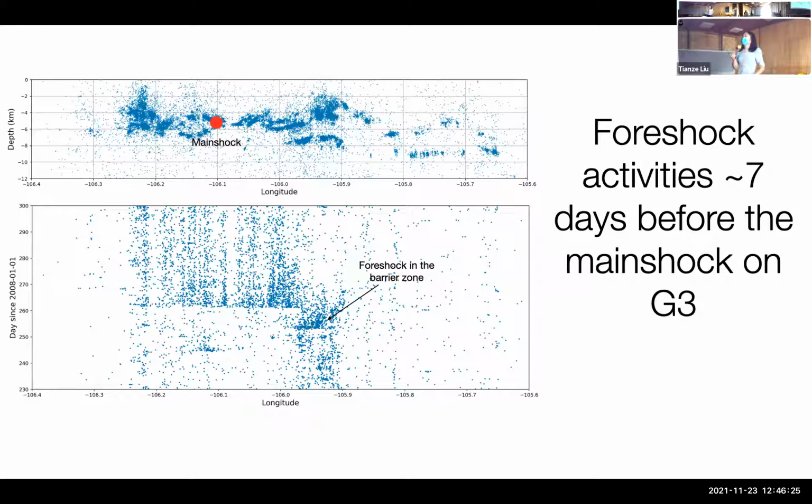Here is a zoom in view of the foreshock activities on G3, where I highlight the location of the foreshock on G3 here. And the main shock epicenter location is about 0.1 degree from the foreshock, which indicates that the starting of the main shock doesn't have direct relations to the foreshock activities in the barrier zone.